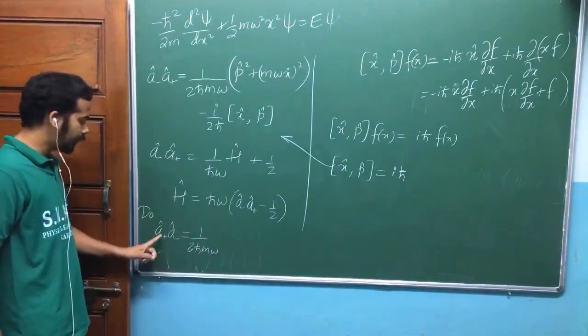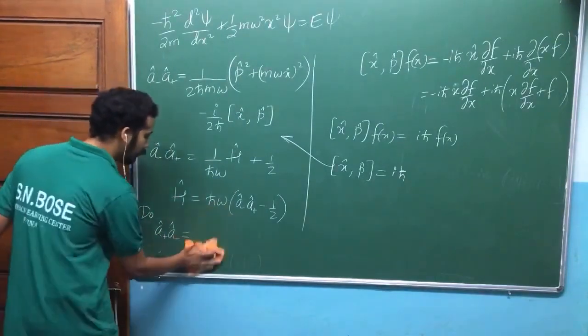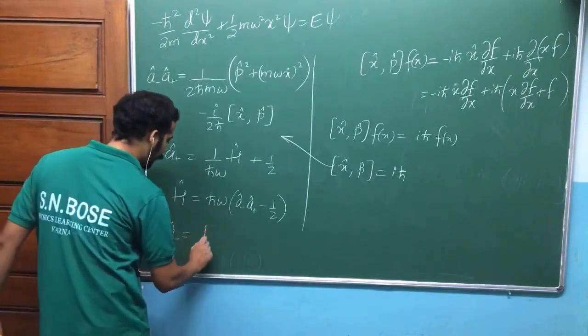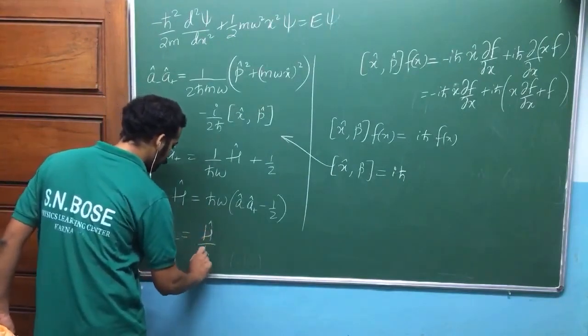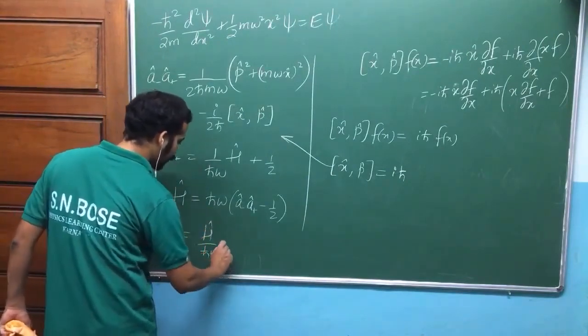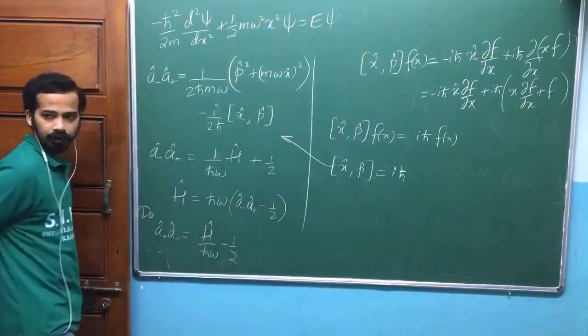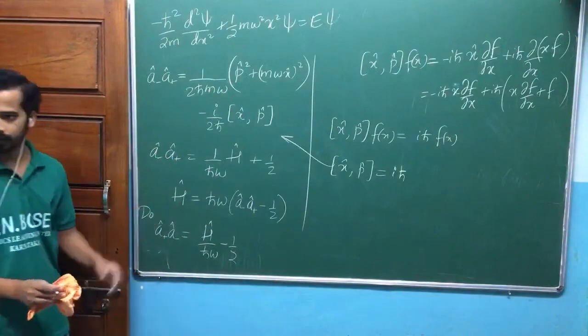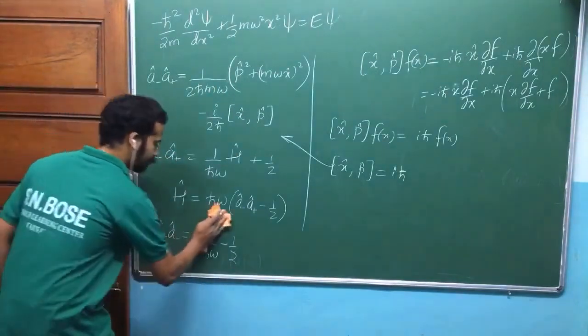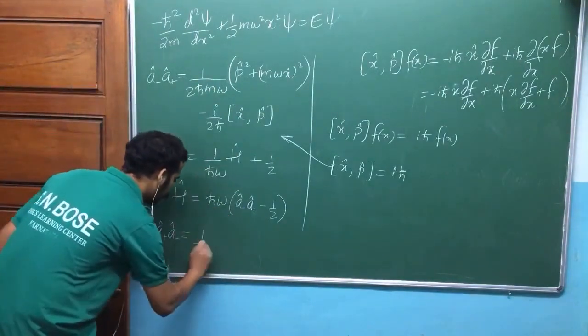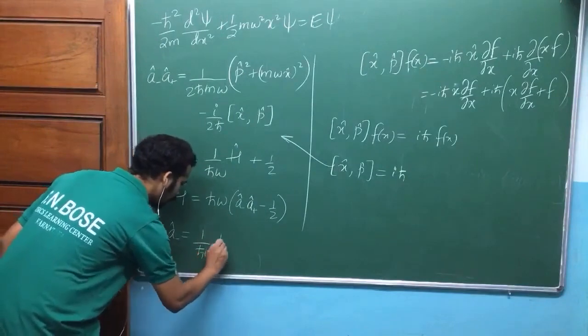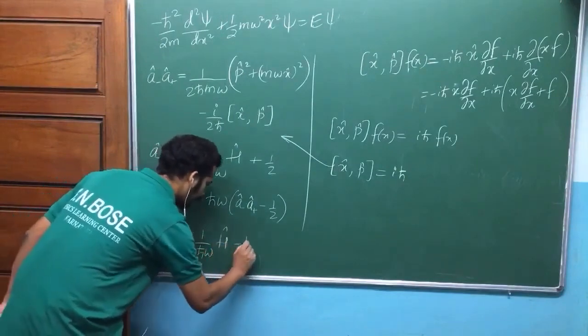When you do a plus into a minus, again, you will get a similar part, but one more negative sign. Minus half. Here you had plus half. Here you will get one more negative sign. Just check it out. 1 by h bar omega h cap minus half.